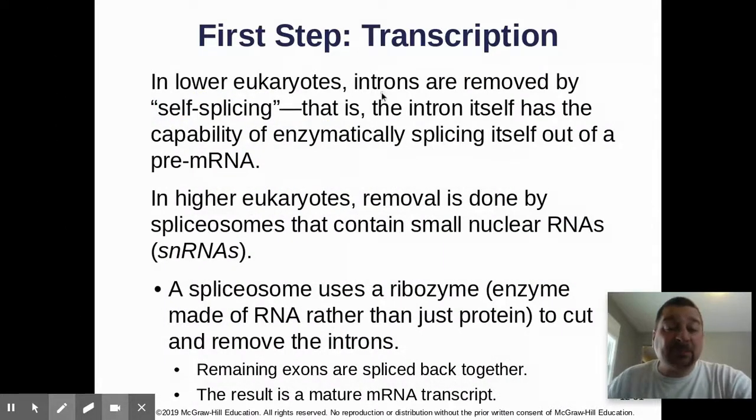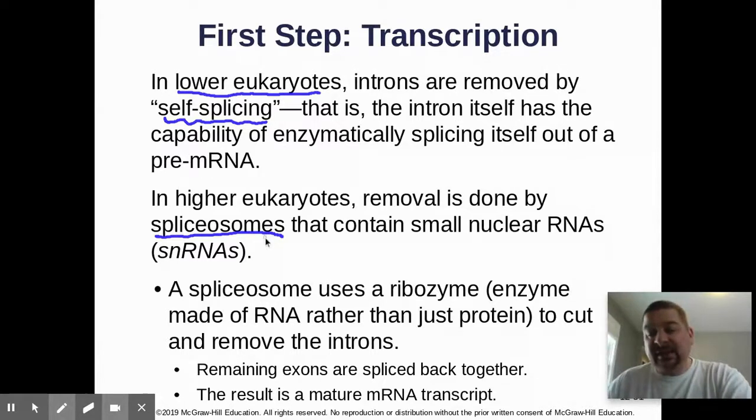How is this splicing done? In lower eukaryotes, the introns are removed by self-splicing. That is, the intron has the ability to cut itself out of that pre-mRNA transcript. In higher eukaryotes, we use spliceosomes. Just like splicing, when you splice two wires, you cut them and you fold them together and then you tape them up so you make a connection.